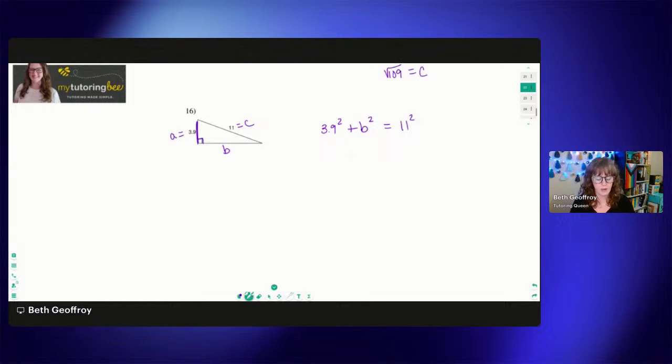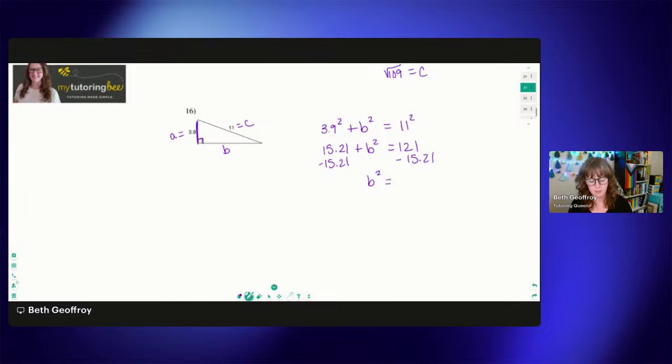So then let's go ahead. I'm going to use my calculator to calculate 3.9 squared. That gives me 15.21 plus B squared equals, and then 11 squared is 121. And then we're going to subtract 15.21 from both sides of the equation.